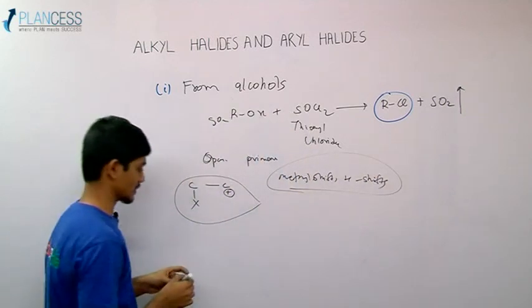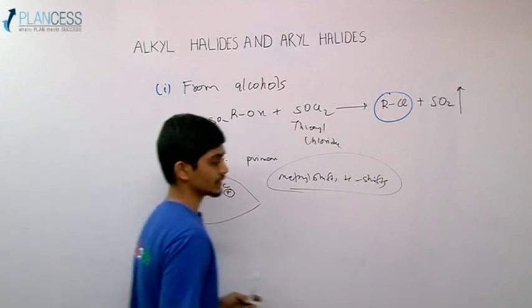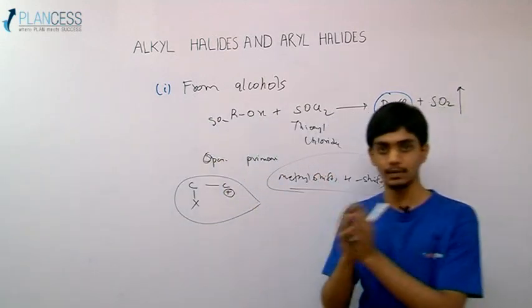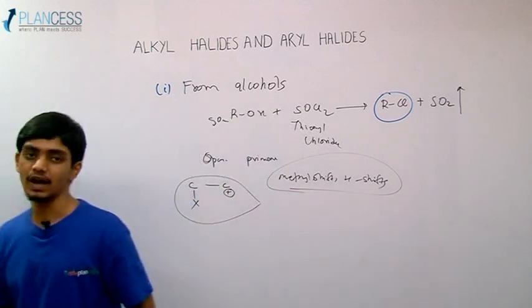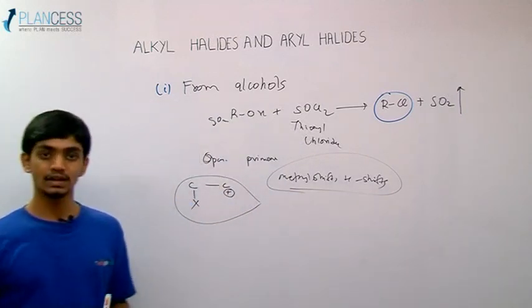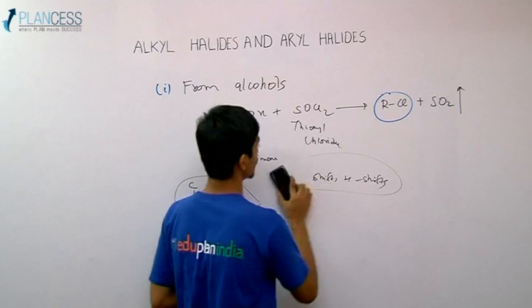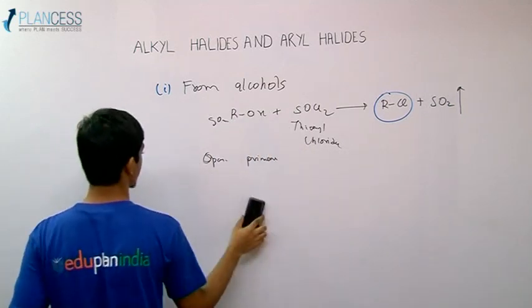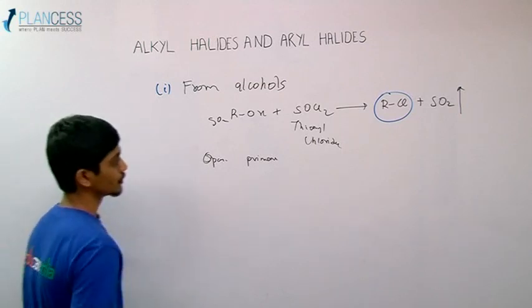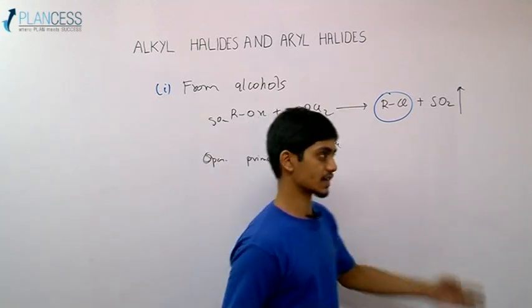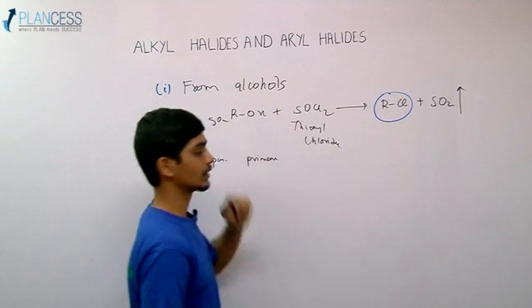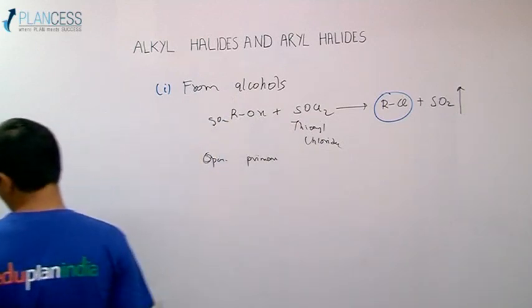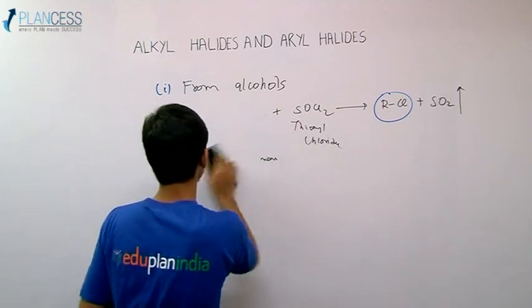So these two are the structural changes that can occur: a methyl group can shift from one carbon to another, or a hydrogen can shift from one carbon to another, in order to get a more stable carbocation. So primary halides, especially open chain primary halides, do not give you a rearranged product; they give you the same R group which is present over here. Fine. This was the preparation from SOCl2.